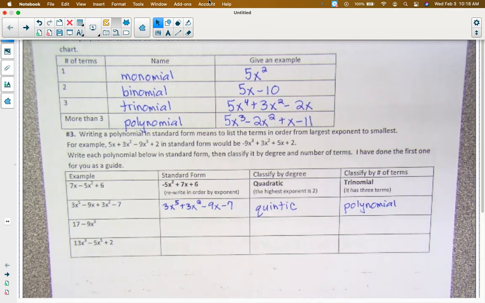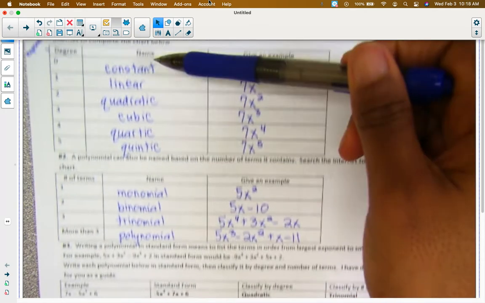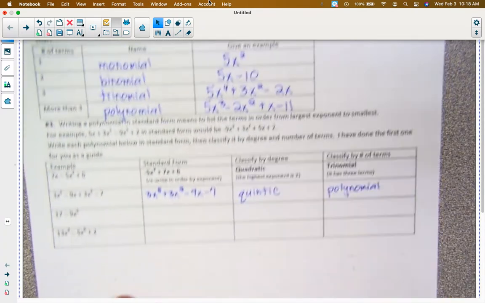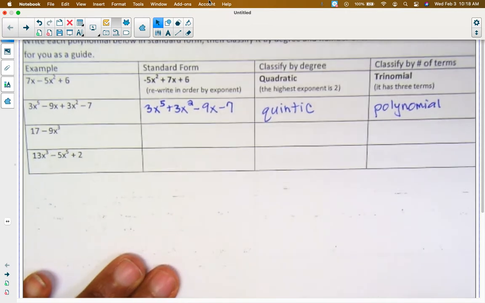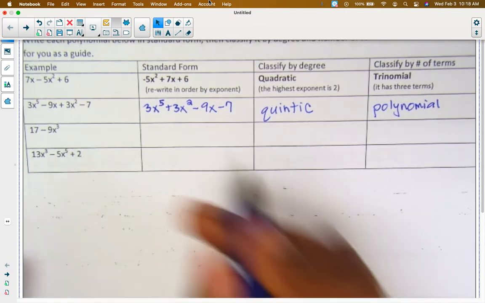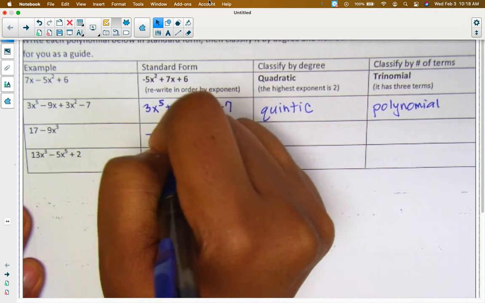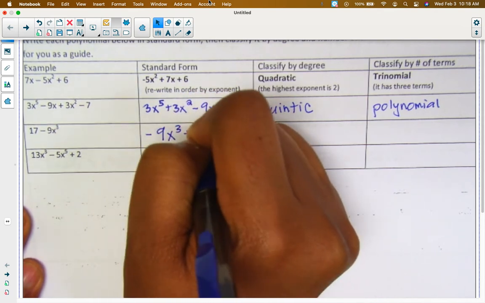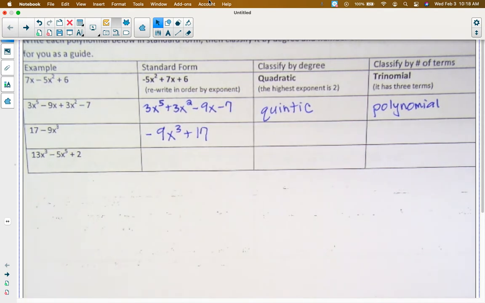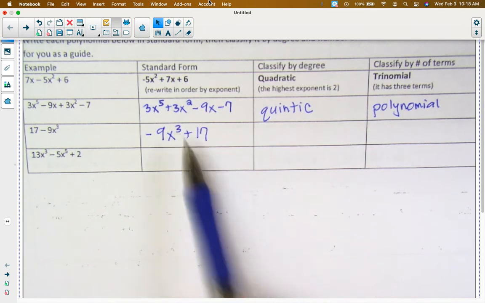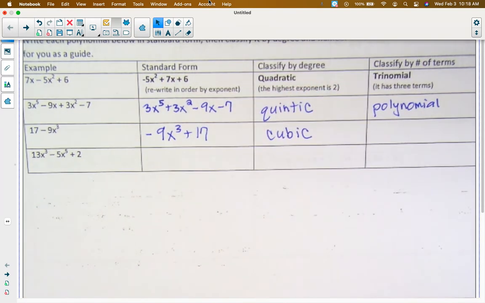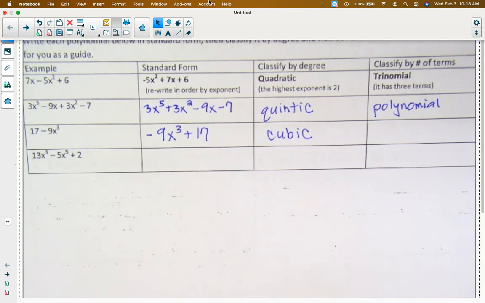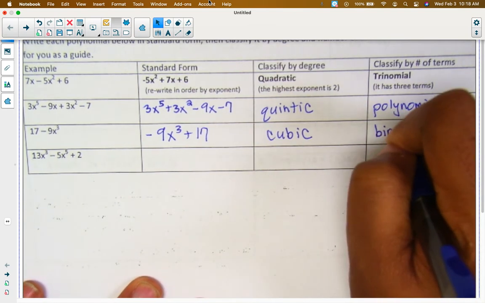All right, so I just zoomed out there so you can see I'm getting the words from our notes from up above. All right, next example, 17 minus 9x to the third. That is not in order. It should be negative 9x to the third plus 17. So it's got to go from the biggest exponent and then work its way down. The highest exponent is 3, so the word associated with that is cubic. And how many terms do we have? 1, 2. That word is binomial.